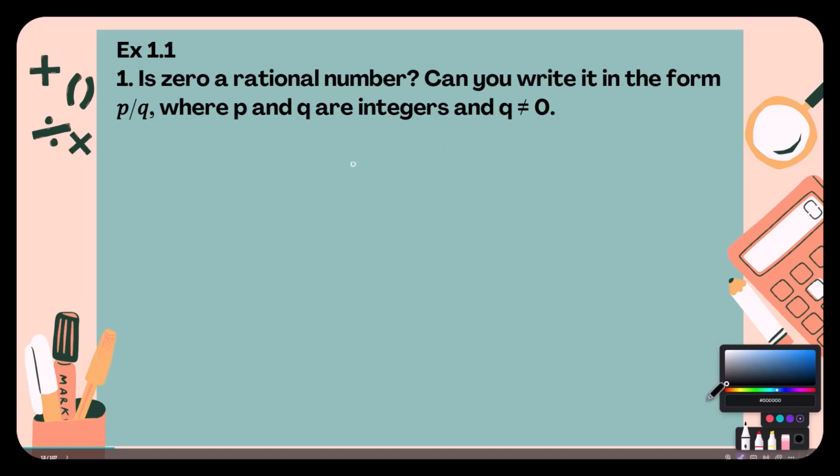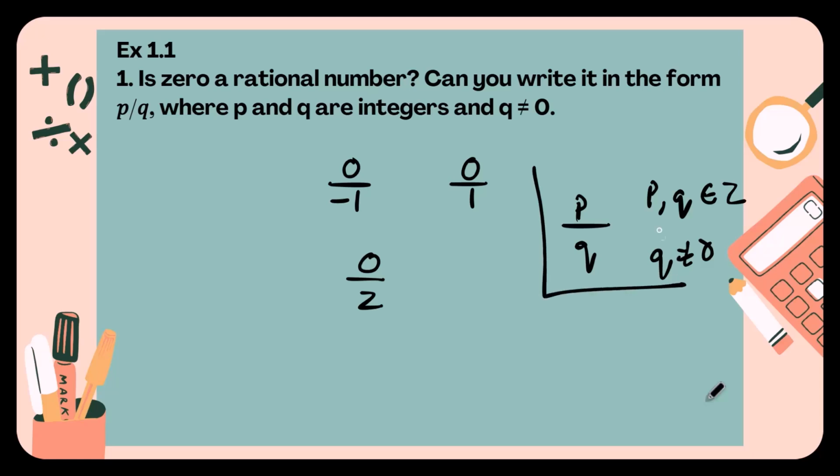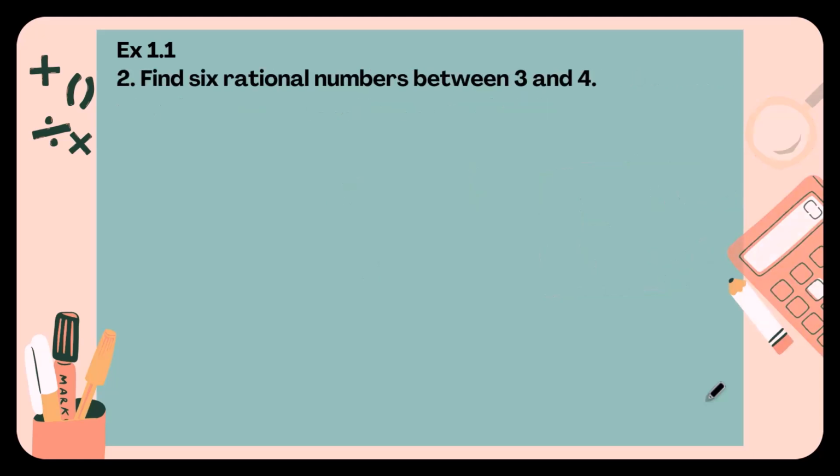Because 0 can be written as 0 by -1, 0 by 1, or I can write 0 by 2, right? So it is written in the form P by Q, where P and Q are integers, P and Q belong to integers and Q is not equal to 0. Once it follows this logic, that means it is a rational number. So 0 is a rational number. Yes. So next question, find 6 rational numbers between 3 and 4.